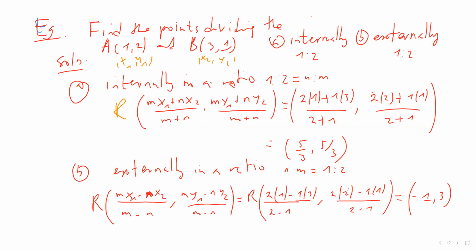Externally, we have already derived the formula as well. But now you see it's mx1 minus nx2. So it's a minus. Okay. And then if you make your substitution, you should get minus 1 and 3.